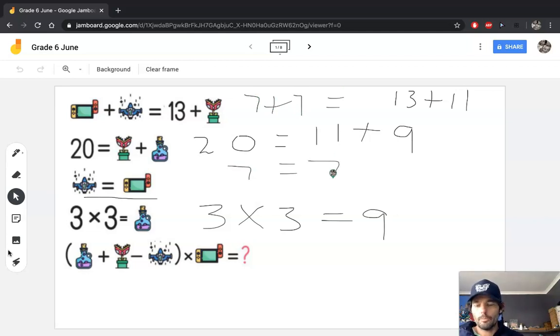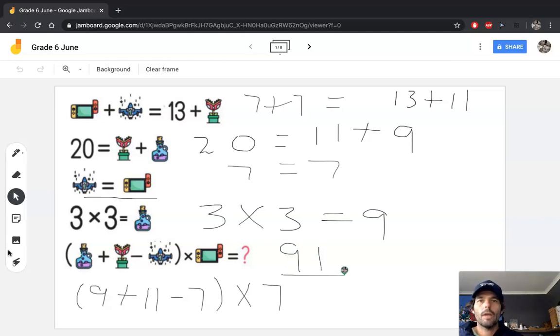And now the crucial part at the bottom is putting everything in order and making sure that we do the correct operations at the right time. So the potion is 9, the fly trap we said was 11, and we said the fighter jet was equal to 7, and then we needed to multiply by the Game Boy, which is 7. So we know that brackets comes first, so we can do 9 plus 11 is 20, and then 20 minus the 7 is 13. So ultimately we've got 13 multiplied by 7, and we can go 10 multiplied by 7 is 70, 3 multiplied by 7 is 21, add them together and we get an answer of 91.